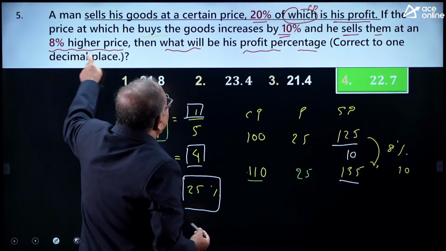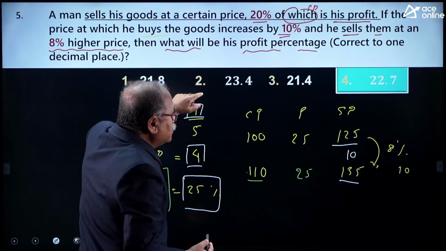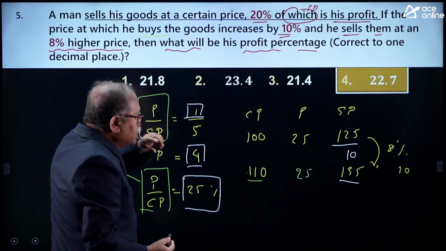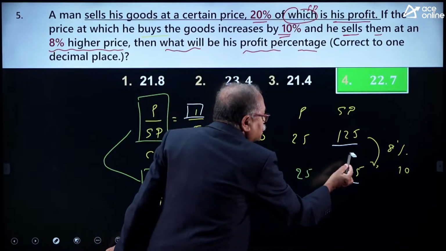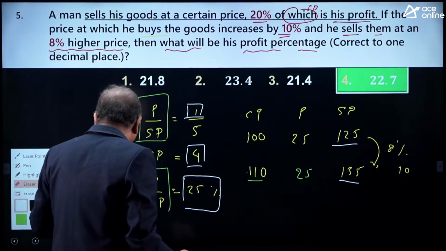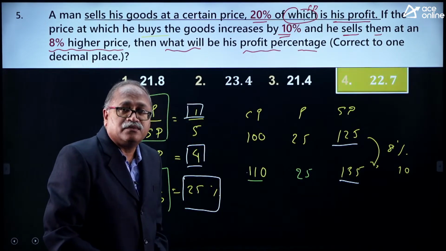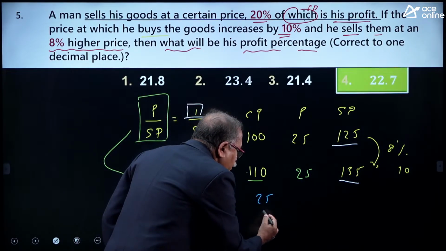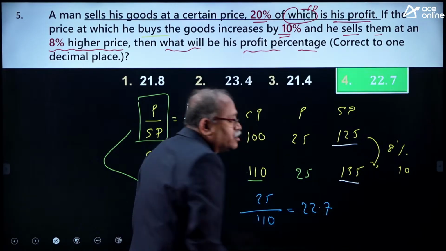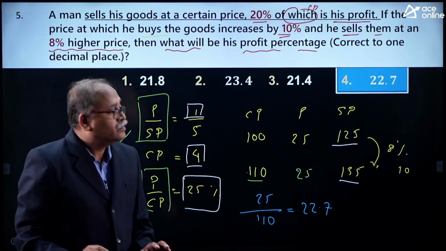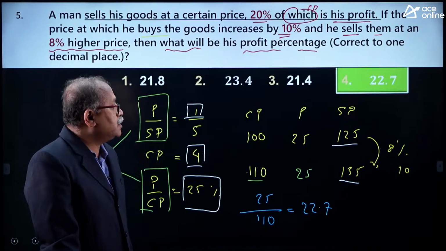How much is the price increased? For this part, I simply have to find out the profit percentage. Why am I thinking of this? I simply have to take the profit percentage where we know the profit and we know the cost price. So, 25 over 110, and you people have rightly said 22.7 something comes. Well done. Take the next question.